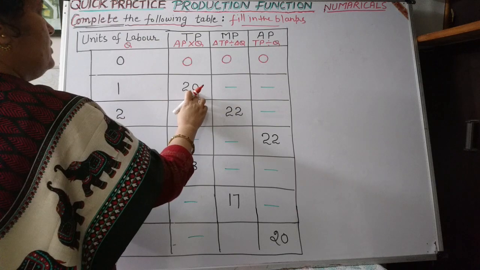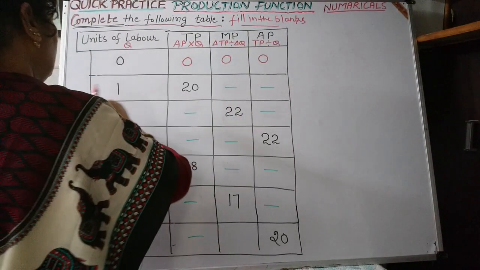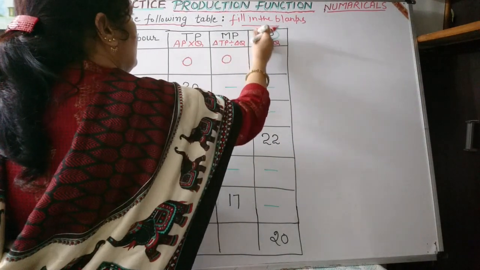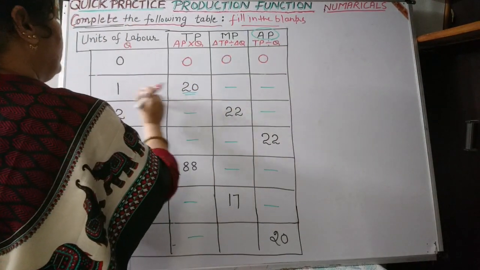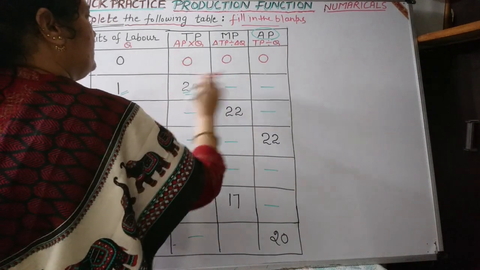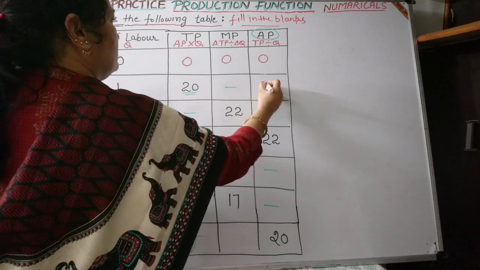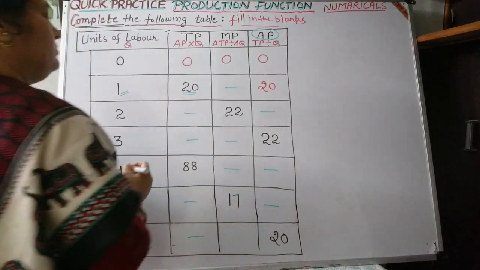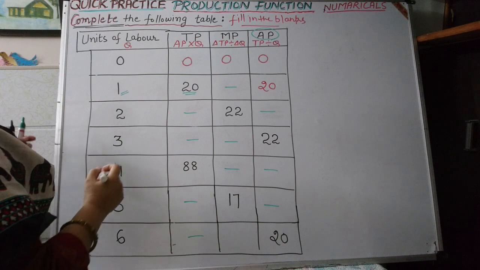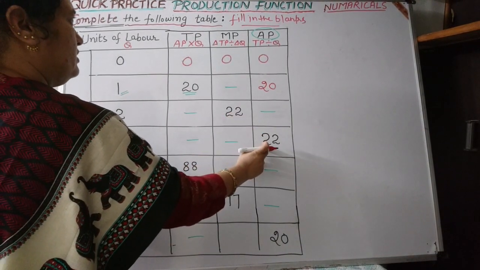It means if we want to calculate average production, then total production will be divided by quantity. Total production divided by quantity is equal to average production. It means 20 will be here. Then here marginal production is given. Here AP is given.